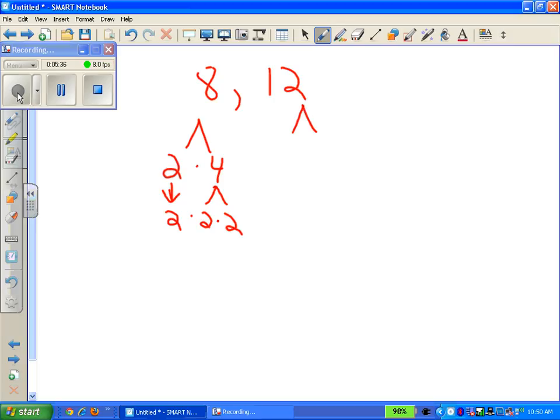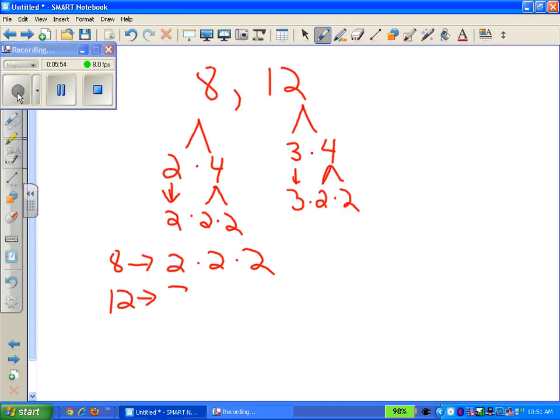And 12 would be 3 times 4. And then 2 times 2, bring down like 3, so I don't forget about that. And I'm going to list them. So 8 would be 2 times 2 times 2, 12. I'm going to list those factors. 3 times 2 times 2.